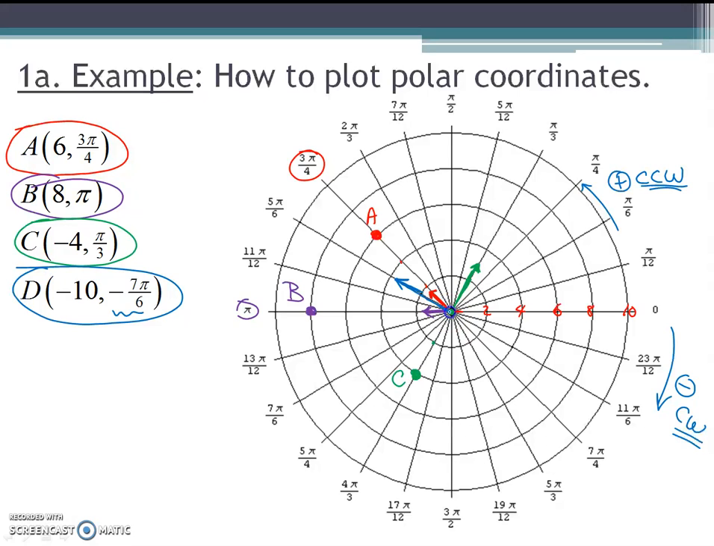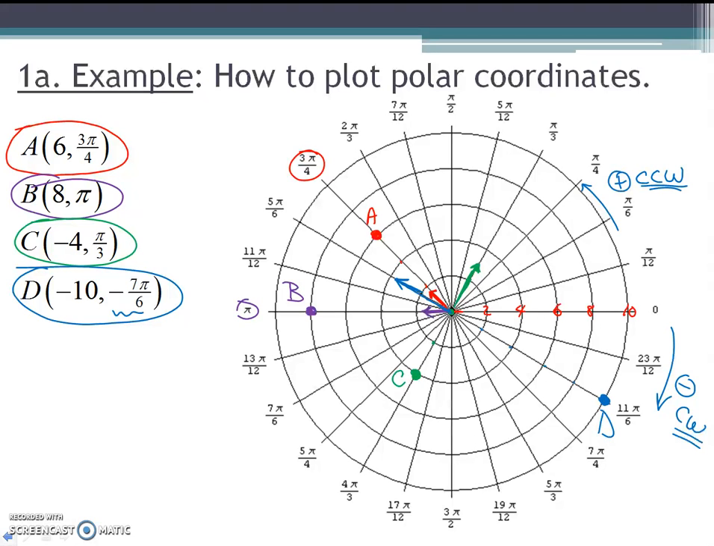But now you're also moving negative 10 steps, which means backwards 2, 4, 6, 8, 10 steps. So there is point D. And that's the basics of how to plot polar coordinates.